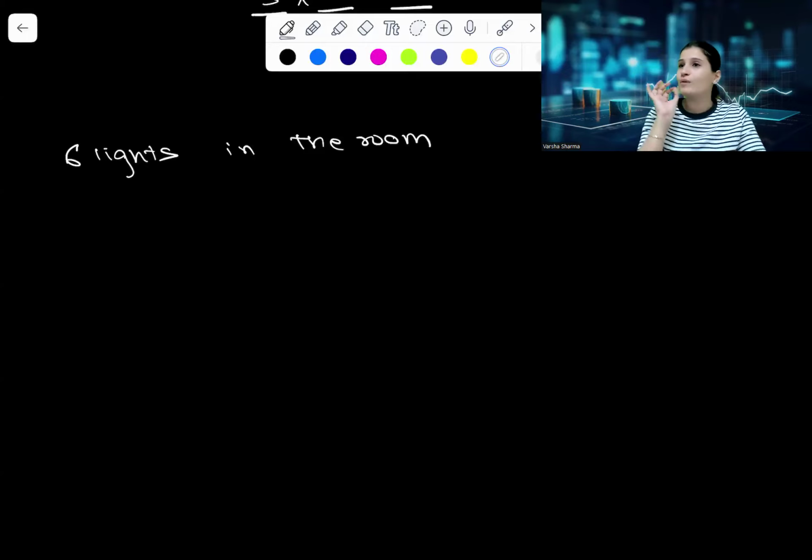So even if I switch on one light in the room, there will be light. It's not going to be dark, right? It will be a little light, but it's still not dark. So out of the 6 lights, if I want to switch on only one light, in how many ways can I do that? 6 possibilities. Either I will on the first one, or I can on the second one, or the third one, right? So one light can be switched on in 6 ways. Right. What was the answer for the second line?